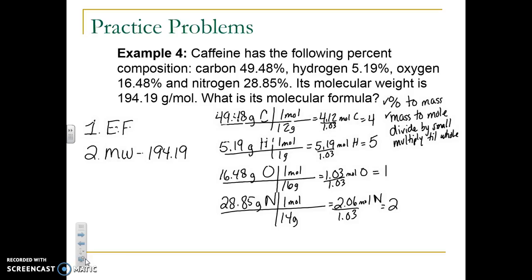So in this case, we see that we have all whole numbers, so we do not need to find a multiplier. Therefore, my empirical formula for this compound is C4H5ON2. So now we have the 2 pieces of information that we need to find our molecular formula.